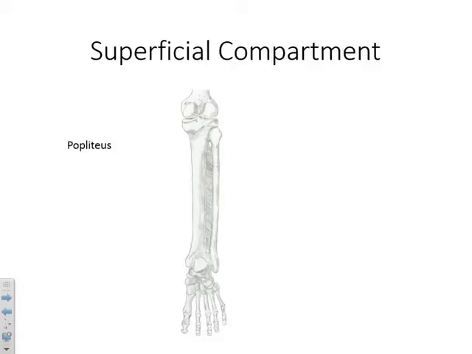This is the one that comes off of the medial-posterior aspect of the tibia, and the fibers will run and insert on the lateral aspect of the femur. And it actually passes into the joint cavity, as we mentioned from before. Remember, this is the unlocking muscle.